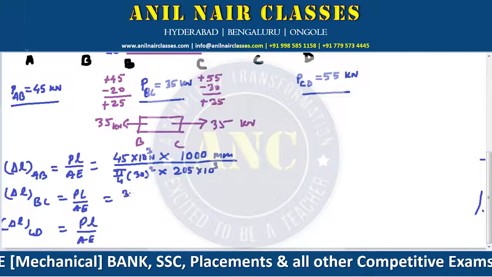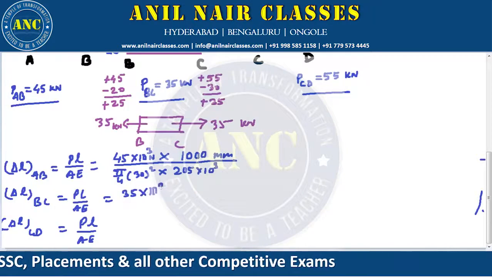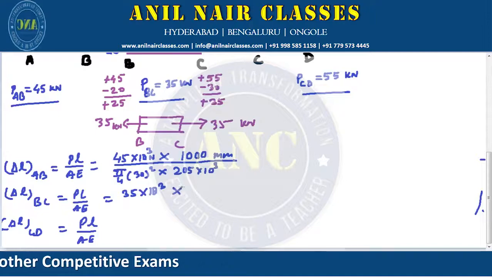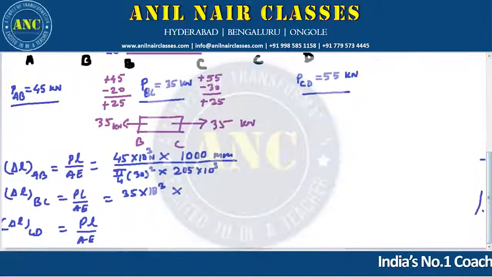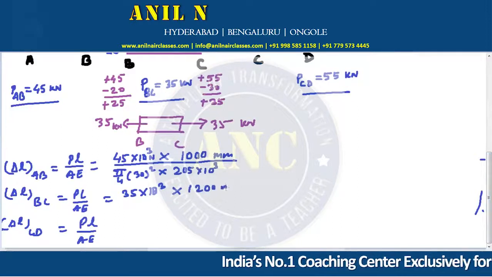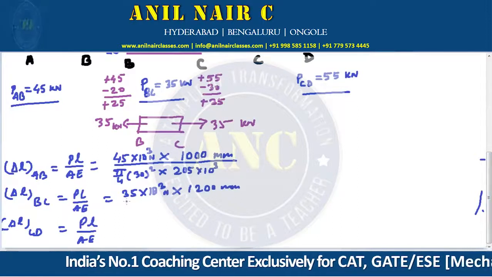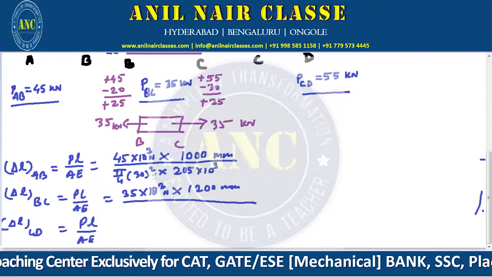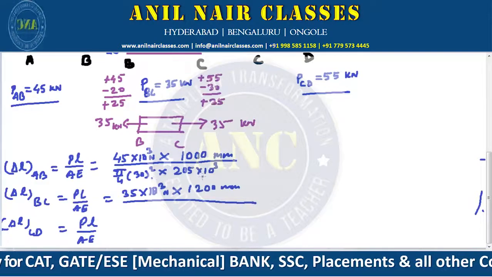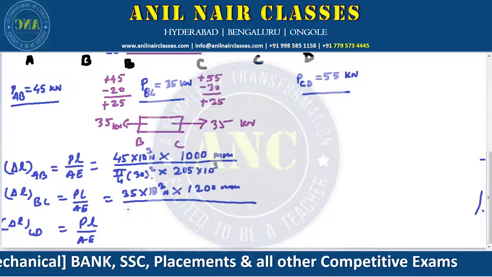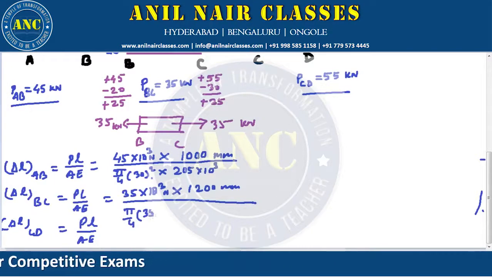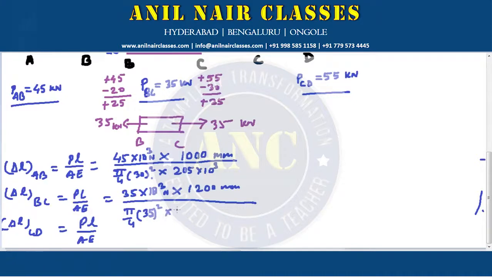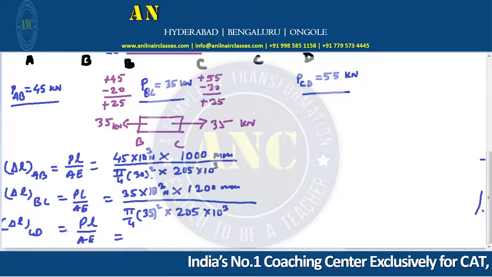What is the load? 35 into 10 to the power 3. Length is 1.2 meter. So this will be 1200 mm. This is Newton. This is mm square, right? And this is obviously Newton per mm square. No need to write again, and anywhere we have mentioned. So this is pi by 4. Dia was 35 square. E is common for all. 10 to the power 3. Similarly, we go for CD.